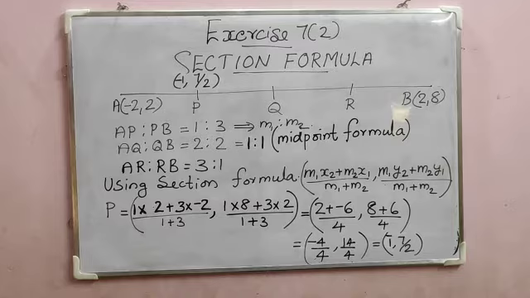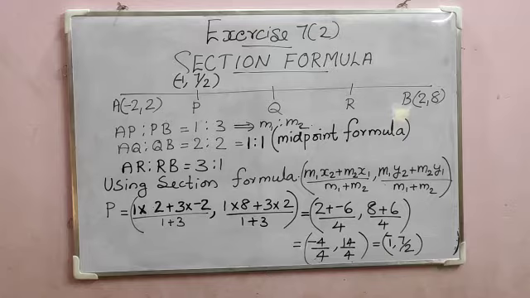Then look at this P. Here A to P, how many parts? Only 1. And P to B, there are 3 parts: 1, 2, 3. From A to P, only 1 part, and P to B, 3 parts. So we can consider the ratio AP is to PB, that is 1 is to 3. That we take as m1 is to m2.